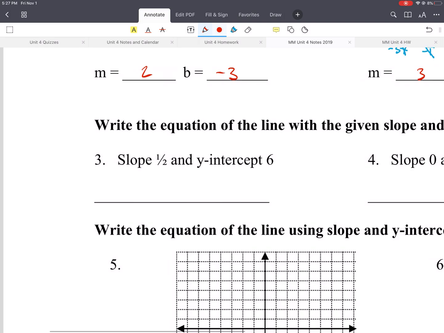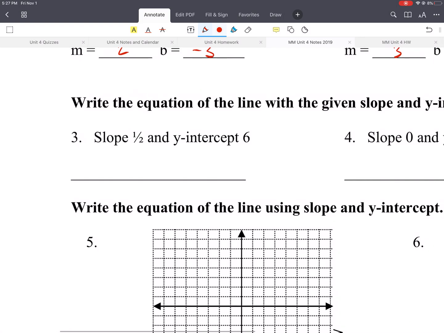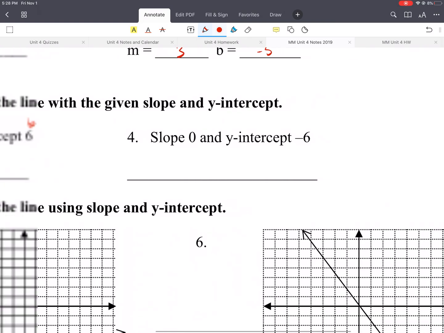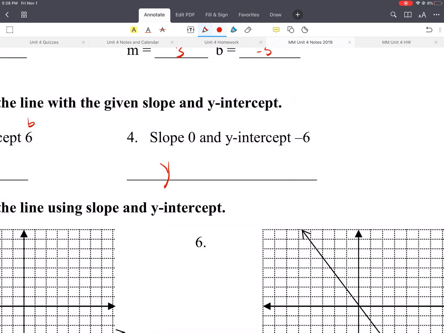Here we're going to look at some where we want to write the equation after they've given us the slope and y-intercept. So here we'd have y equals m, which is our slope, 1/2, x plus b, which would be 6. Or here we have a slope of 0, so y equals m is 0, so we'd have 0x, and the intercept for b would be minus 6. 0x is just 0, so our answer would be y equals negative 6.